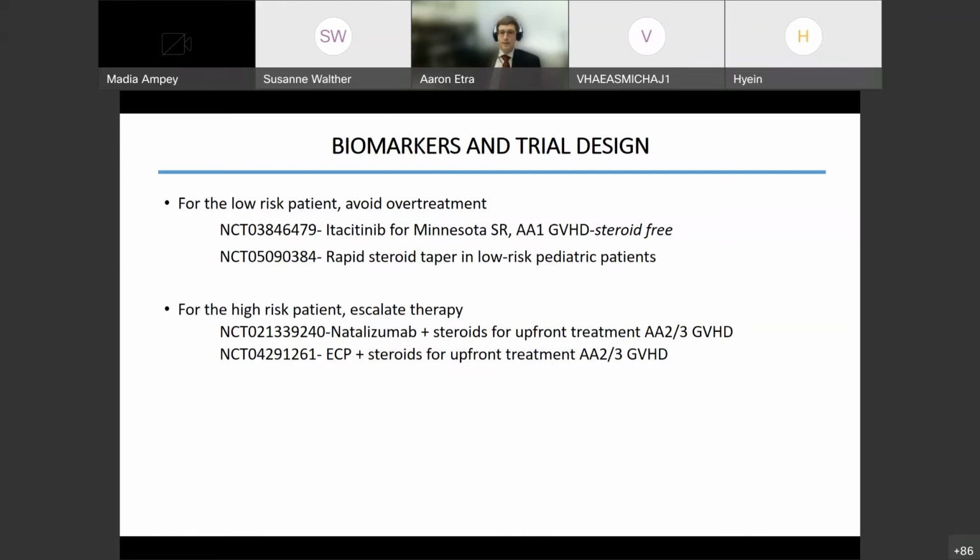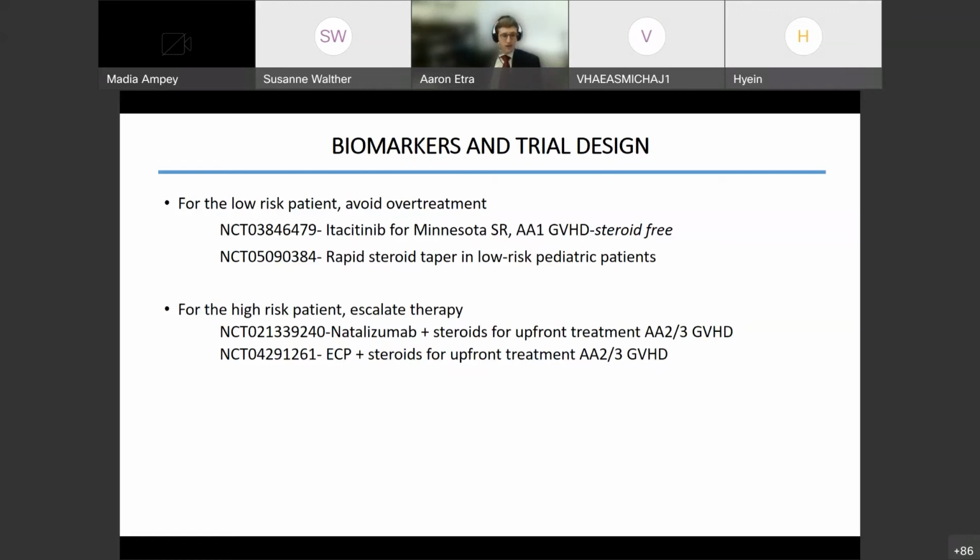The second study is a study which is going to look at a rapid steroid taper. So remember how I mentioned earlier that there really isn't a clear path toward tapering steroids. It's sort of dealer's choice, unfortunately, physician's choice. Well, here the idea is to use a rapid steroid taper in a low-risk pediatric population to hopefully minimize the exposure to systemic corticosteroids, and in doing so, minimize the morbidity associated with those drugs.